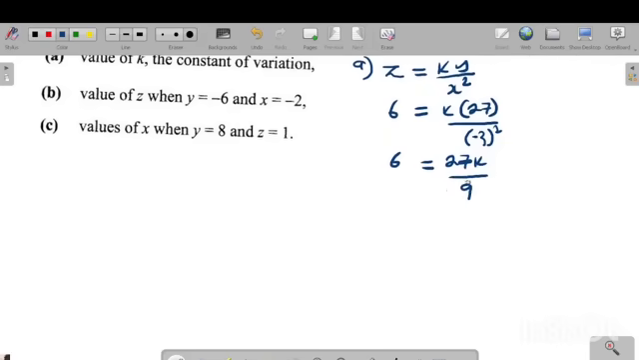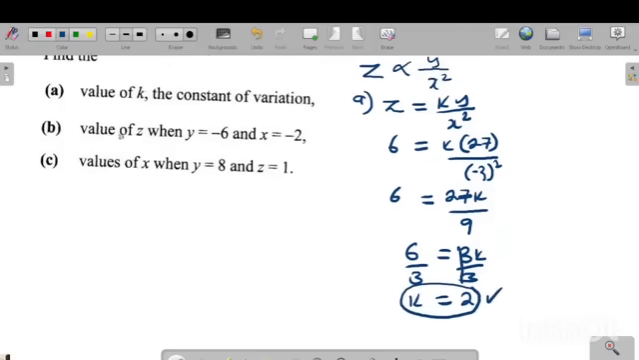Okay? Now when you look at this, you can actually reduce 9 into 27 is 3. 3 times k is 3k. So divide both sides by 3. So you have k is equal to 6 divided by 3 is 2. So this is k.